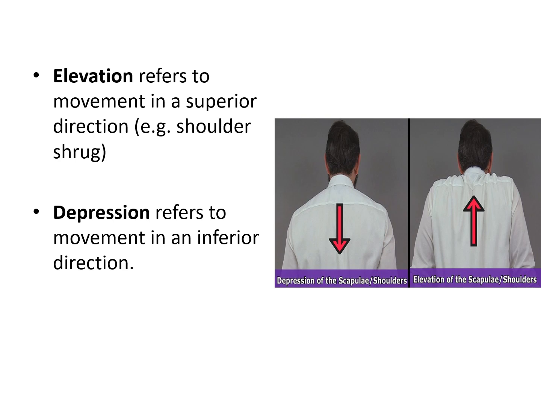Next is elevation. Elevation refers to movement in a superior direction. Example, shoulder shrug. And depression refers to movement in an inferior direction.